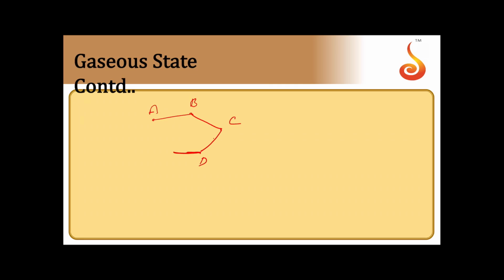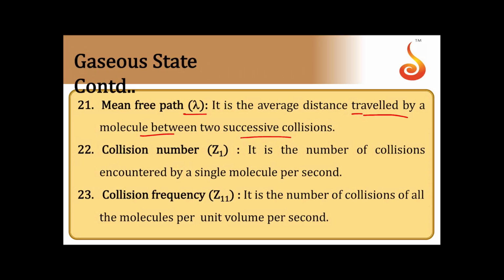Now the total distance traveled between all these collisions is AB plus BC plus CD. Total number of collisions is 3. So this total distance traveled divided by the number of collisions itself is called the mean free path. So mean free path is the average distance traveled by a molecule between two successive collisions. It's represented as lambda. The collision number Z stands for the number of collisions made by a single molecule per second.